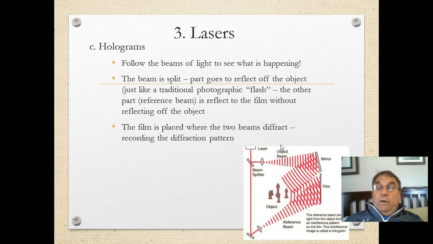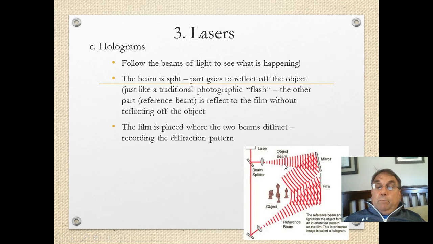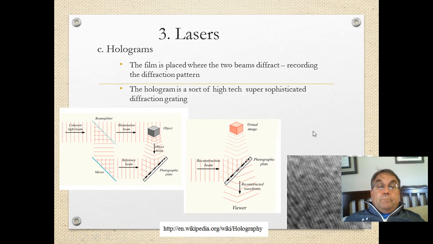Here's another setup. The beam that goes directly onto the film is called the reference beam. In this case, it would be from the mirror. And the beam that actually reflects off of the object is called the object beam. And then here's the diffraction pattern and interference pattern onto the film.